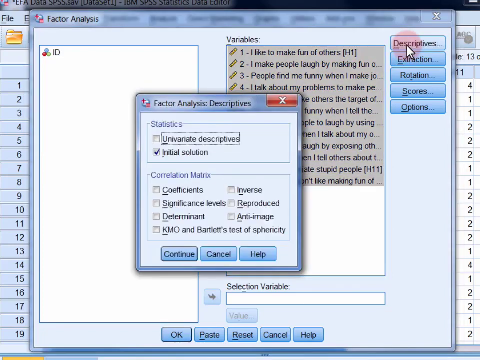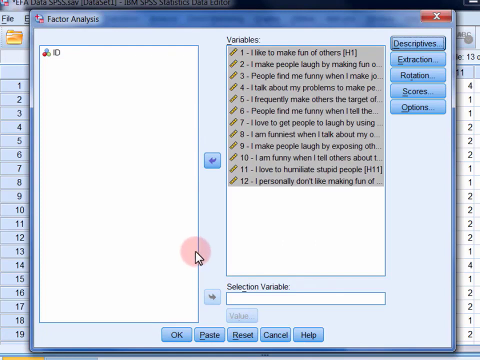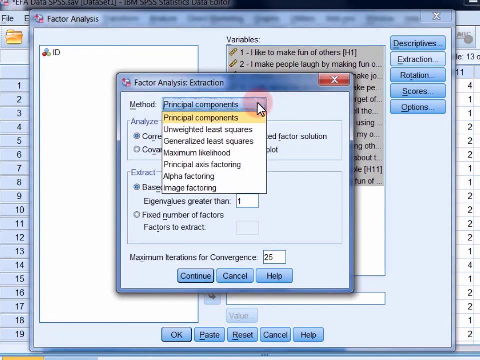Open the descriptives dialog, and here you'll see that initial solution is selected by default. You can also select coefficients, significance levels, determinant, KMO and Bartlett's test of sphericity, reproduced, and anti-image. Click Continue. In the extraction dialog, there are a number of extraction methods available. In most circumstances, the differences between the solutions that they provide will be minimal. In this video, we're going to use principal axis factoring, as it's one of the more commonly used extraction methods for exploratory factor analysis.